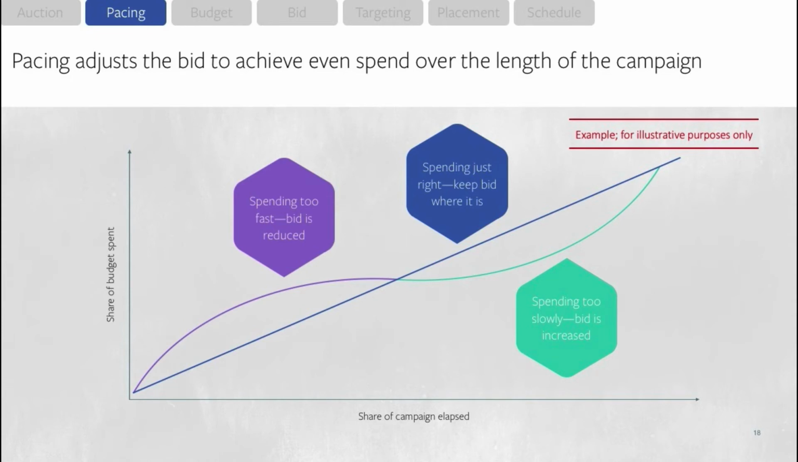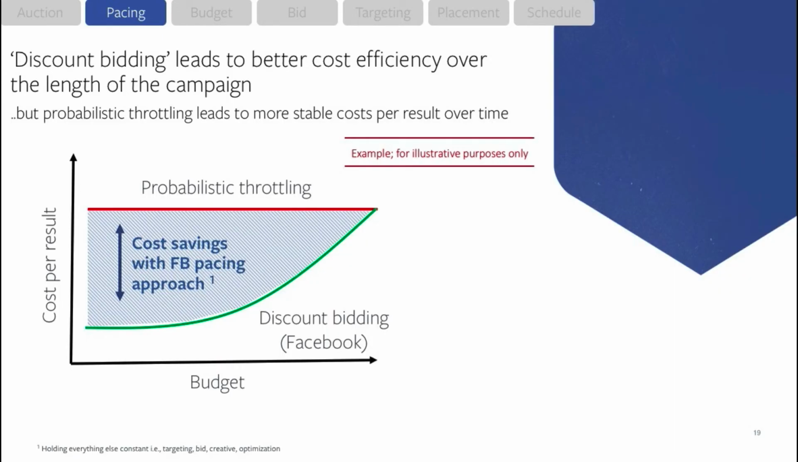So what this means is that Facebook's approach to pacing, the discount bidding method, yields better total cost efficiency than the probabilistic throttling approach used on other ad platforms, where your full bid is entered into a subset of available auctions. Our discount bidding pacing system gives more total cost efficiency for advertisers because it finds the most cost-effective users first. But keep in mind that average costs are expected to rise as budgets increase.